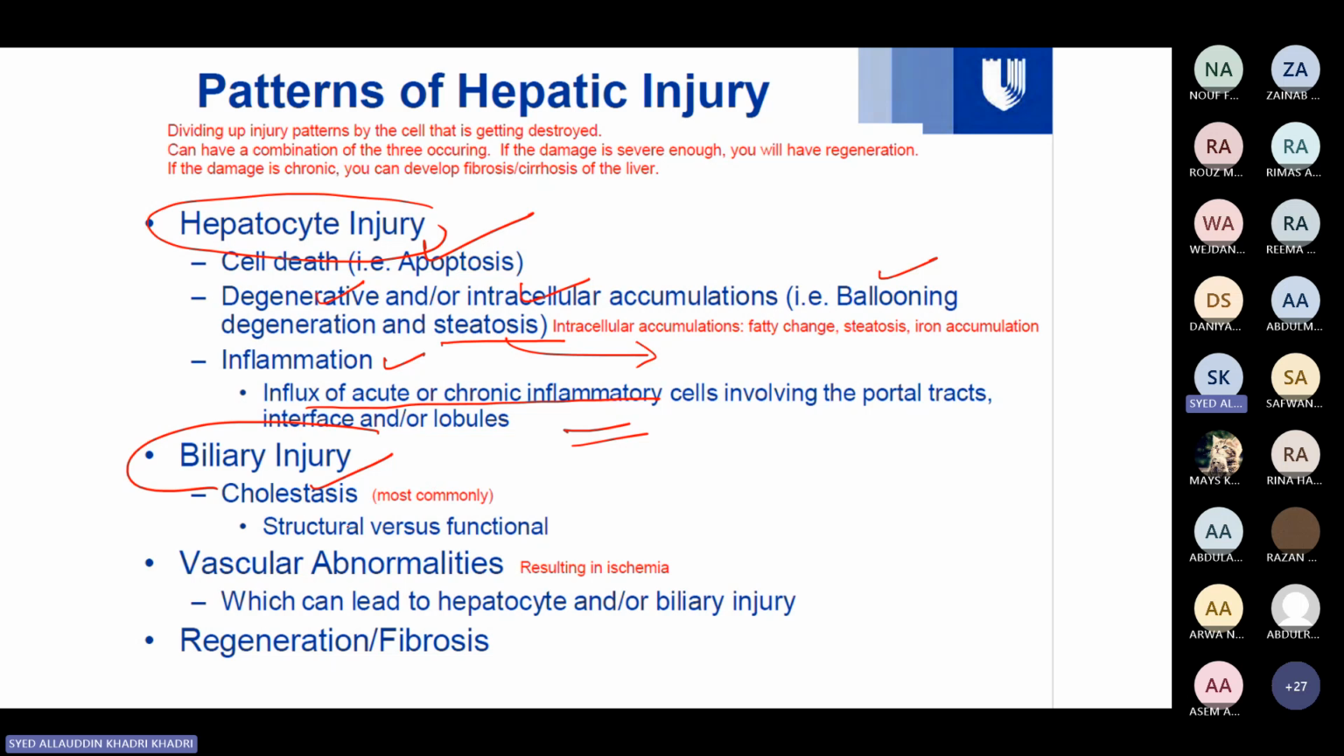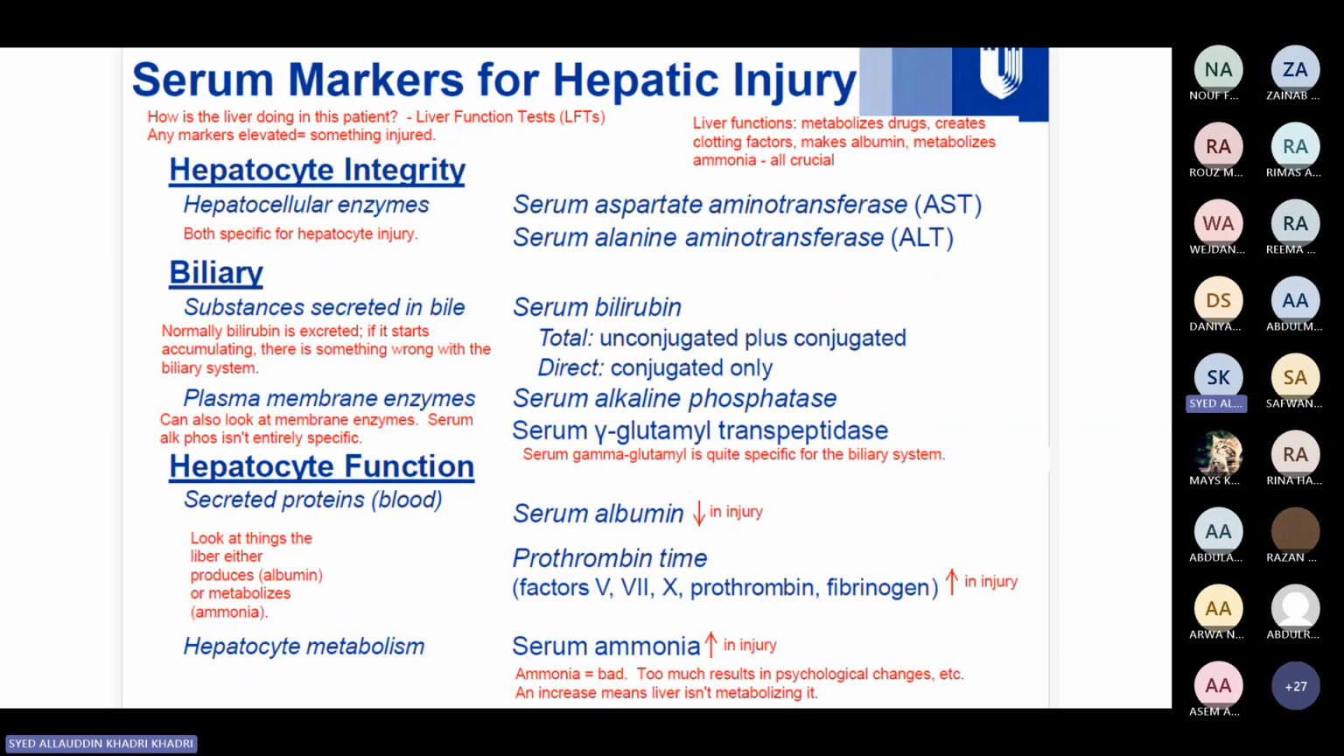Structural versus functional. Then you should know what hepatocyte and biliary injury resulting from ischemia means. Then we just read about regeneration, nodules, and fibrosis. So these are basically the patterns of hepatic injury given in the books and PubMed articles, dividing the injury pattern into different types. You can have a combination, or one, two or three. You can have only one, causing regenerative nodules and finally fibrous bands causing cirrhosis of the liver.